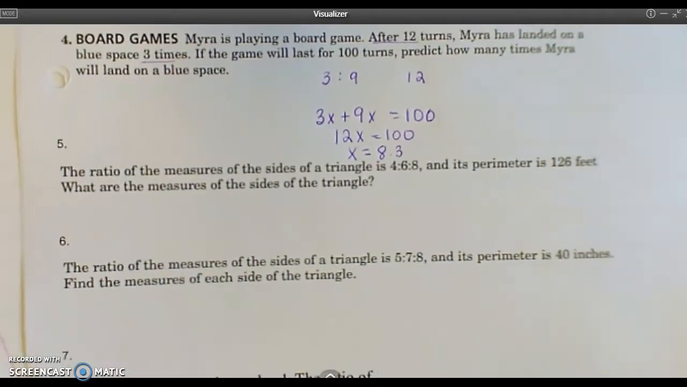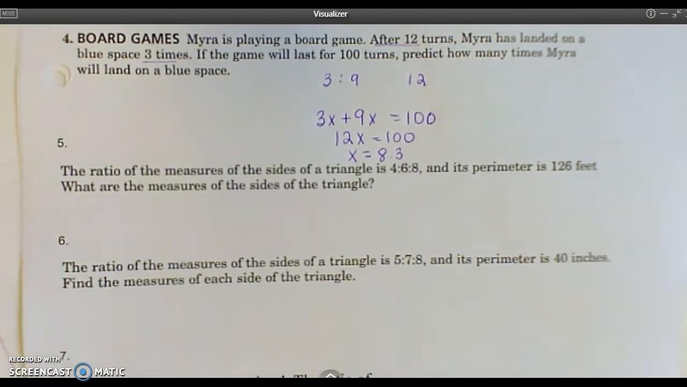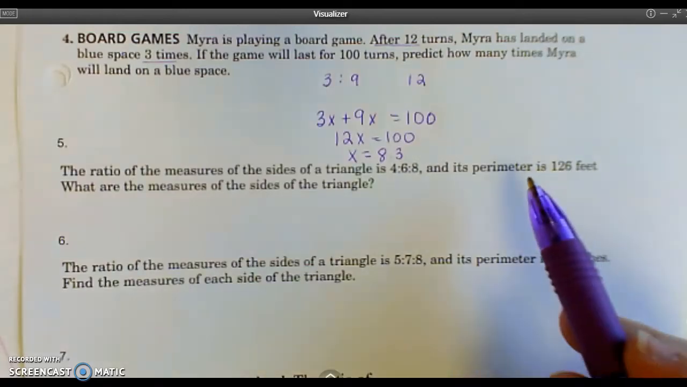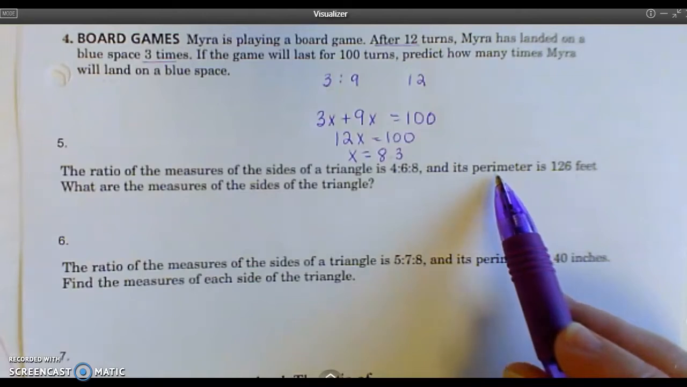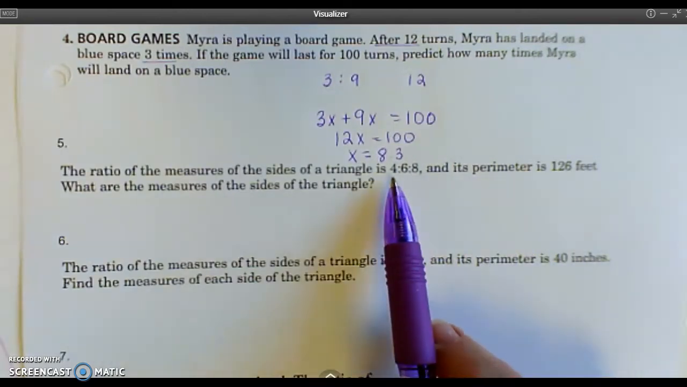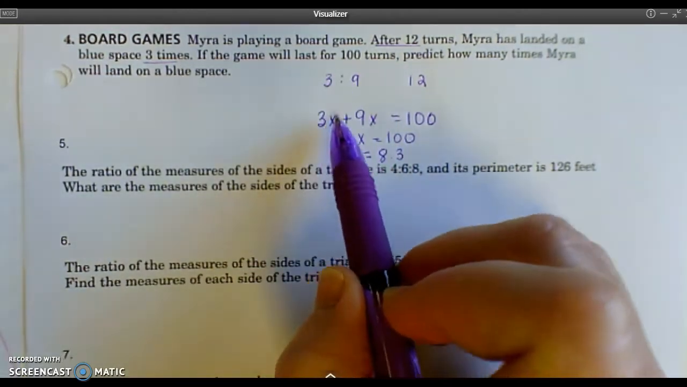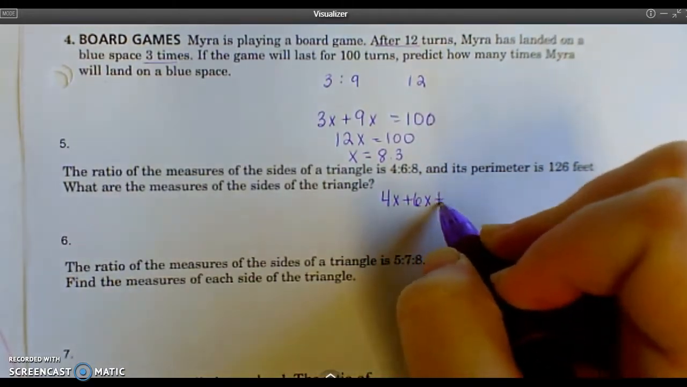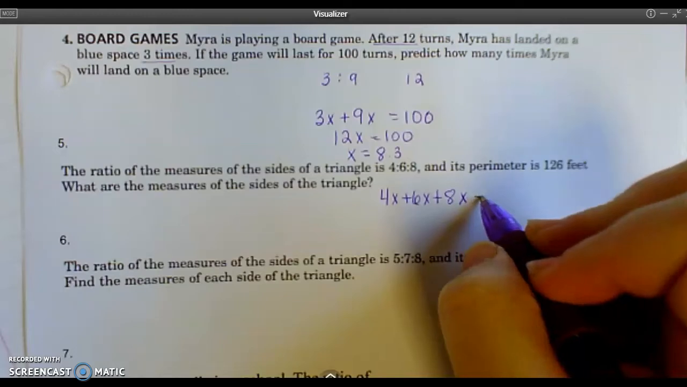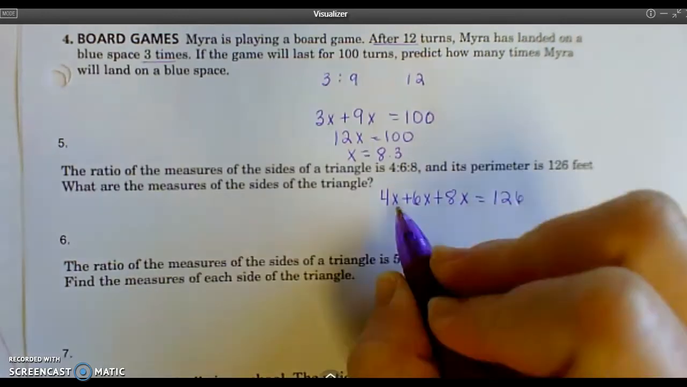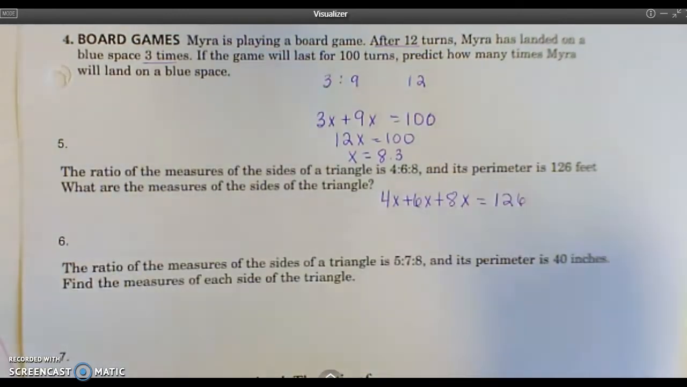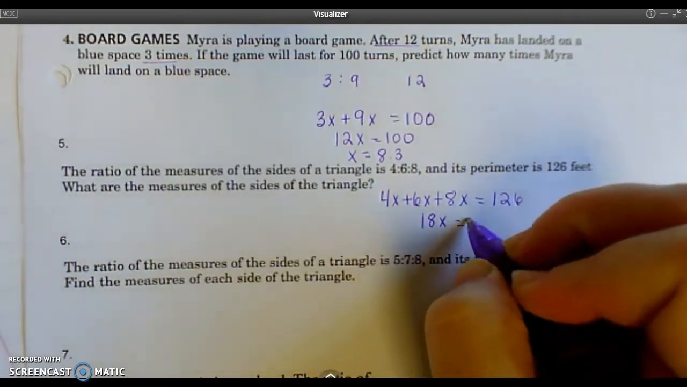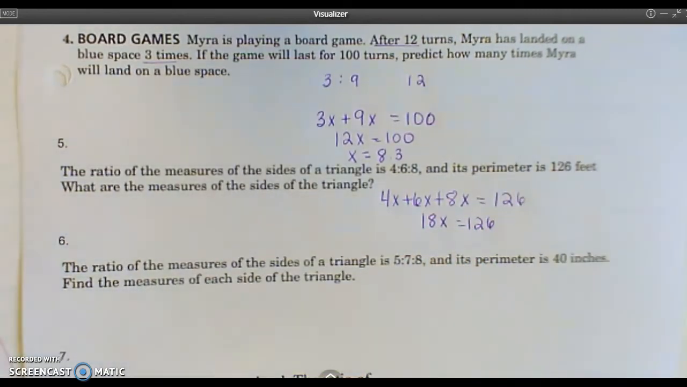Okay, number 5. The ratio of the measures of a triangle is 4, 6, and 8, and its perimeter is 126. What are the measures of the sides of the triangle? What you need to know about the perimeter is all the sides added together. So this is the ratio of that. You do kind of like what we did up here with the ratio. You do 4x plus 6x plus 8x, and you equal that to the total. So add those together, and then divide by 18.